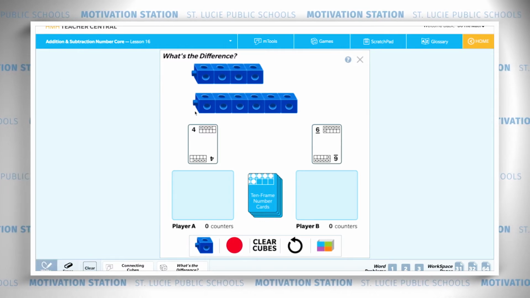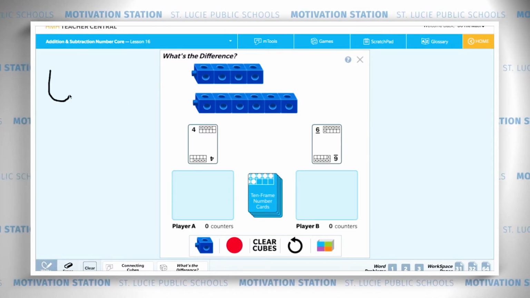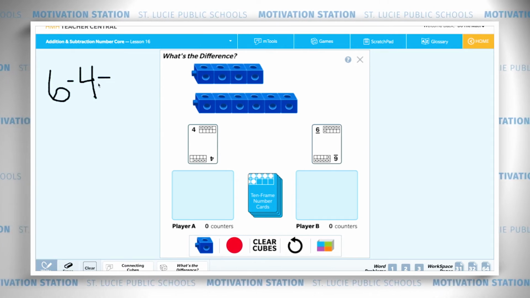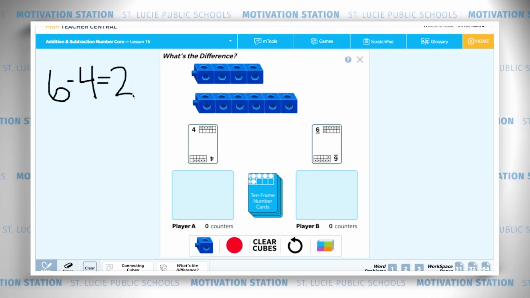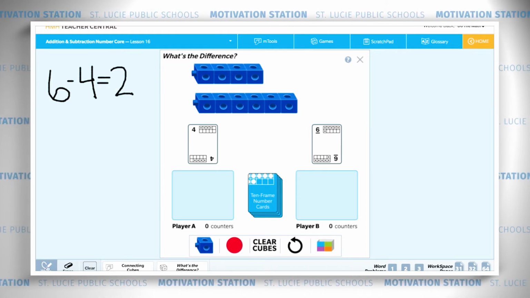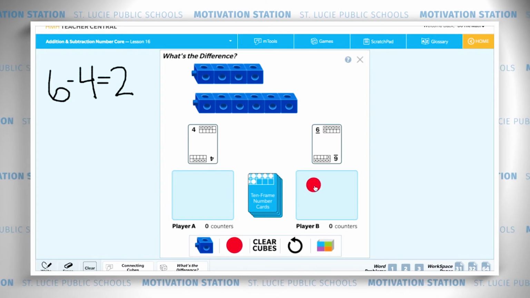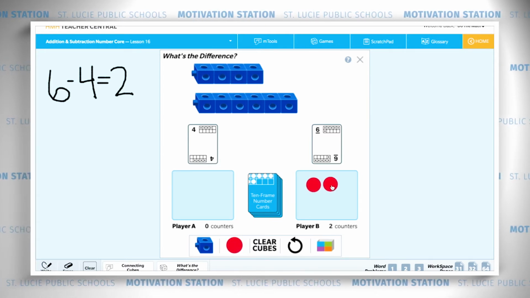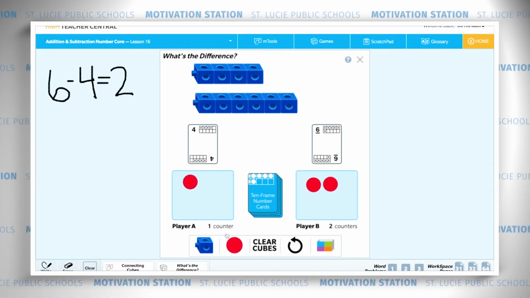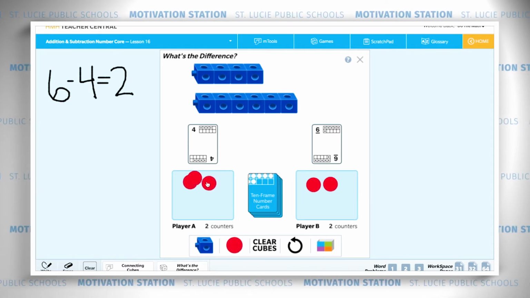And we want to start with a bigger number. 6 minus 4 equals 2. So Puppy Dog picked the bigger number, so he gets 2 counters. Unclick that right tool. He gets 2 counters. Now I already had 8 counters. So I'm going to put 8 counters over here in my bucket.